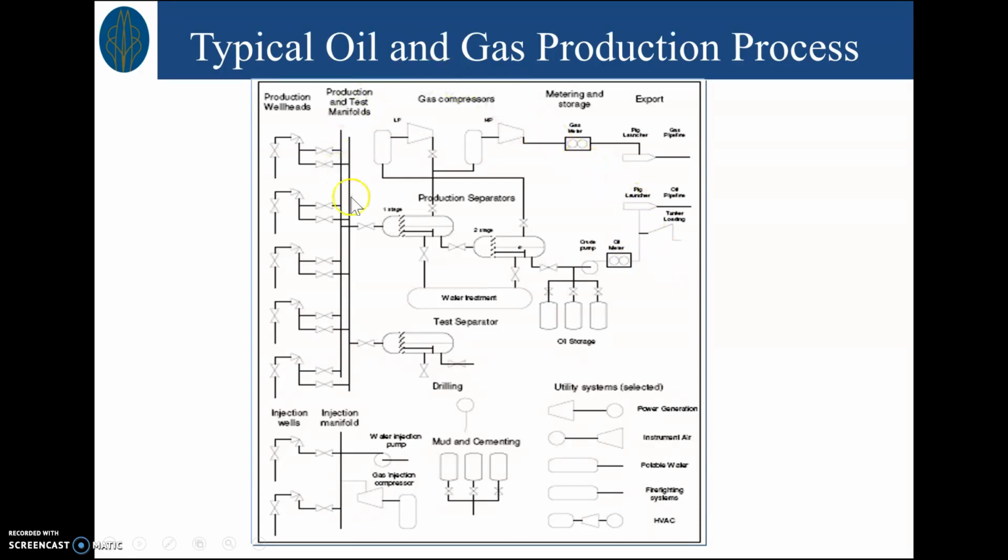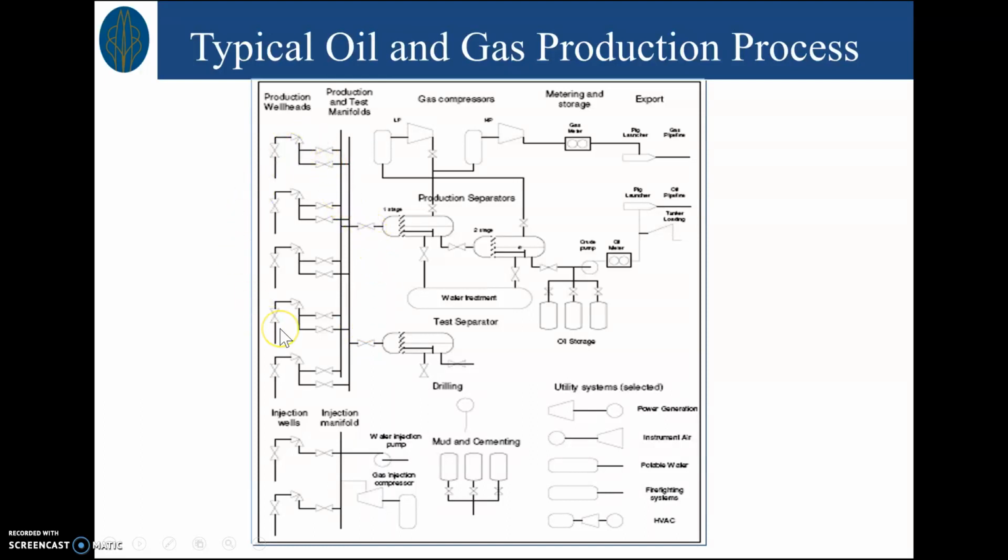This is for the produced fluids, the flow streams which flow to the production manifold. And for the test manifold, we also have a test separator. We may need to use this from time to time to check the quality of the fluid and to get some samples to measure the oil properties and so on.